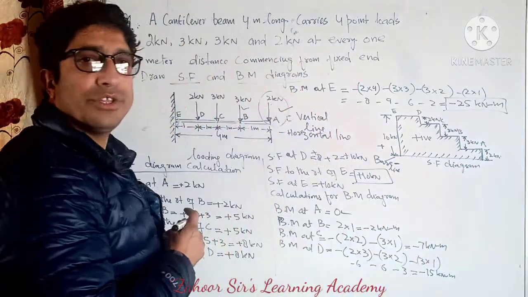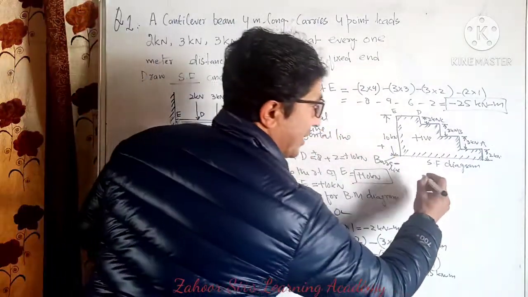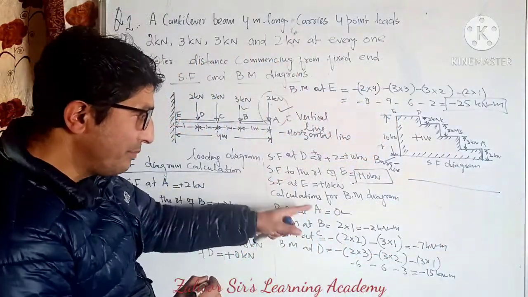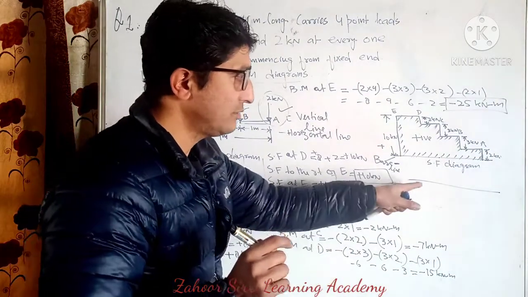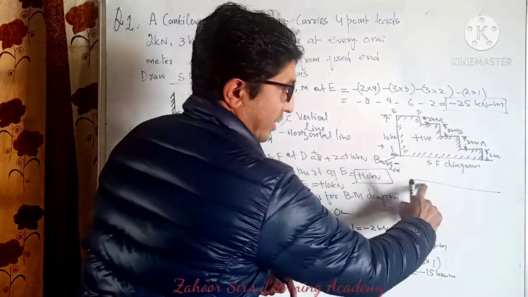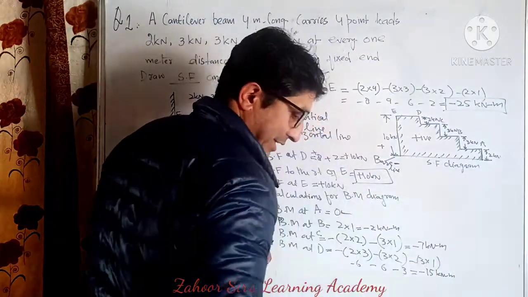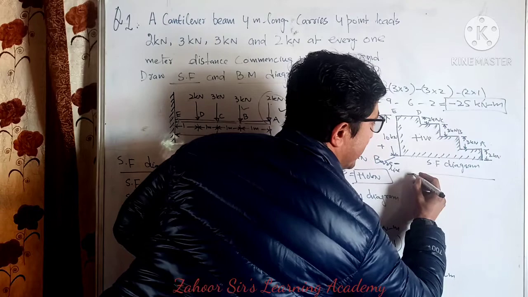Now let's draw the BM diagram. As I said, I will take another baseline. Now all the BM values are positive or negative? Negative. That means everything will have to be drawn below the baseline. That's why I will draw all the values below the baseline, like this. So this is the baseline.